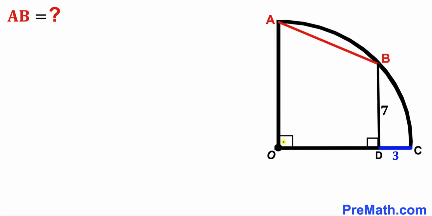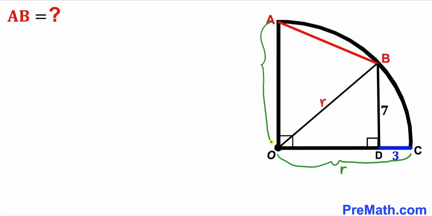In this next step, I am going to connect this center O with this vertex B, and as a result, we get this right triangle BDO. This BO is the radius of the quarter circle, so I'm going to label it lowercase r. Since OC is also a radius, it is r as well, and likewise OA is r.